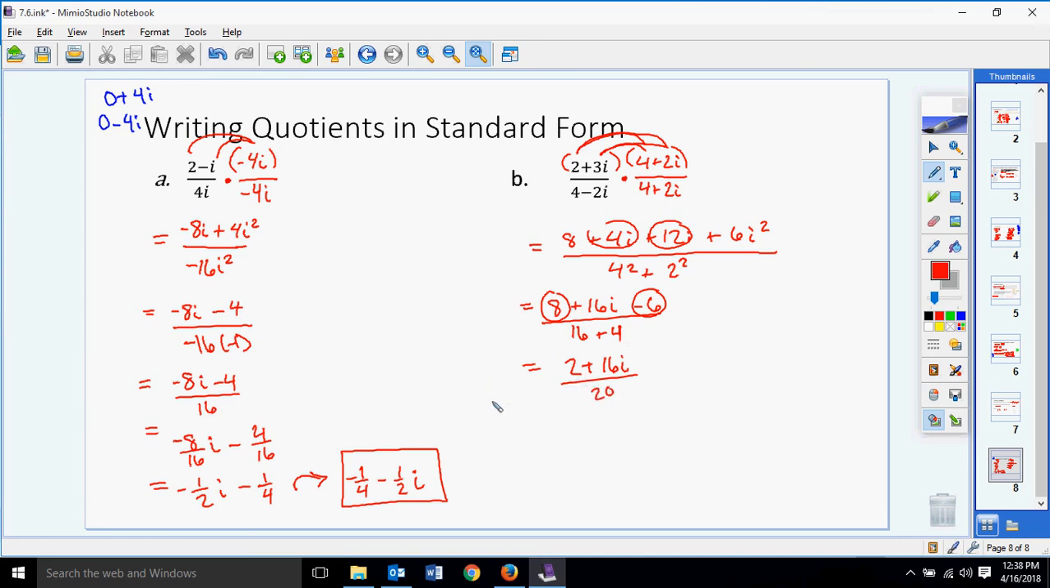I'm going to break this up so that I can simplify it and put my real numbers in the front and imaginary in the back. It can't be all one. And like I did over here, I put the real in the front and imaginary in the back. So 2 over 20 plus 16i over 20. 2 over 20, divide them each by 2, I get 1/10. 16 over 20, divided by 4, you get 4/5.